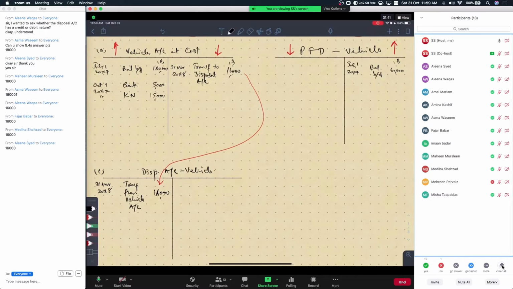Since we have disposed of an asset, obviously your asset account balance needs to go down. So we will choose this side for that disposal. By what value? The value which was previously reflected in this $180,000. And since this account is at cost, we will subtract the cost of the asset from there.